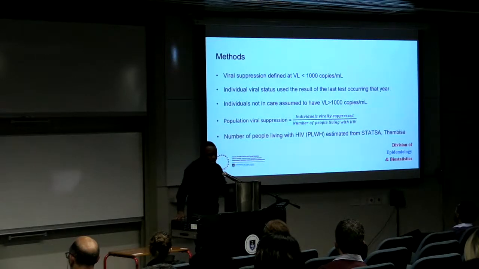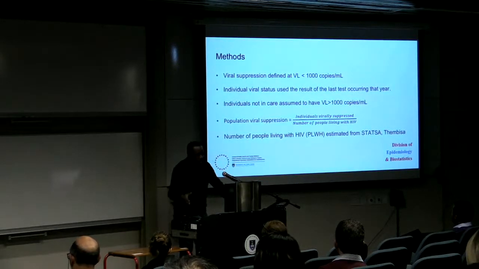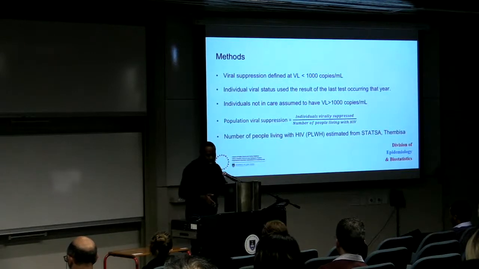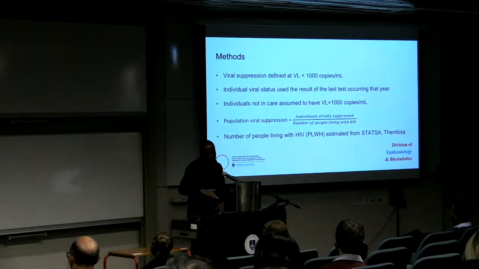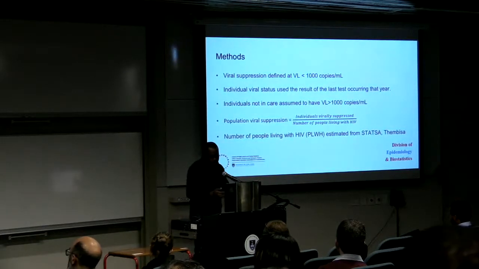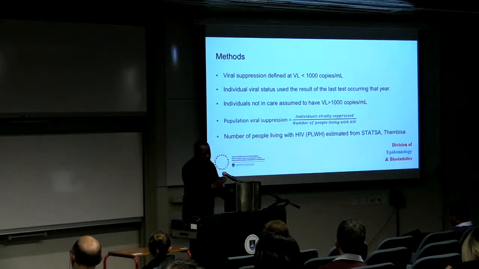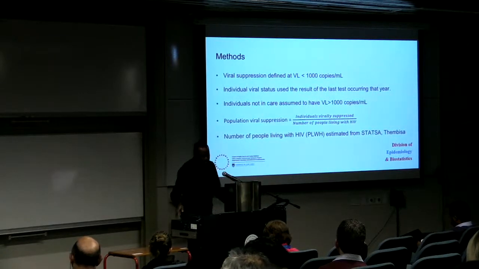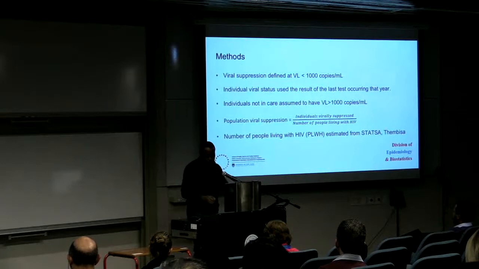Part of what we also did is we defined viral suppression as any viral load which is less than 1,000 copies. We defined the viral status of an individual in a particular year as the last test occurring in that year. And we made the assumption that people who are not in care or who are not in our database were assumed to be viremic, that is having a viral load which is greater than 1,000. So we calculated population viral suppression by saying the individuals who are virally suppressed in a specific period divided by the total number of people living with HIV, where the number living with HIV was estimated using the mid-year population estimates and also the HIV prevalence from the Tembisa model.